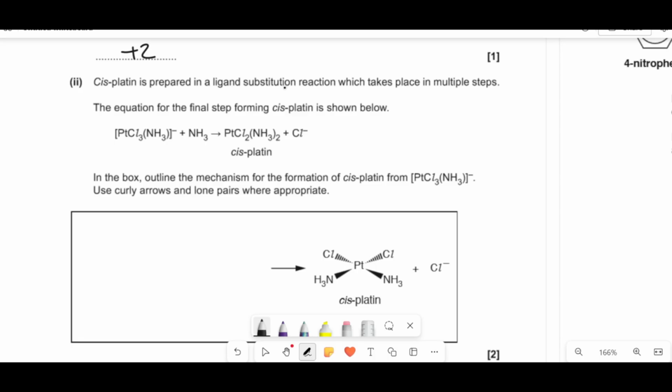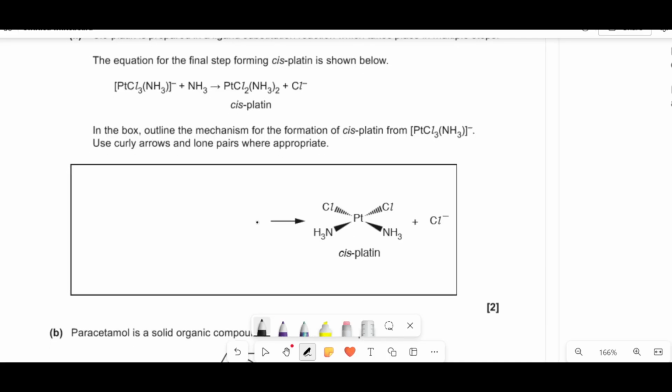There you go. Now it says cisplatin is prepared in a ligand substitution reaction which takes place in multiple steps. The equation for the final step forming this is shown below. So you've got PtCl3NH3 minus, and then we add an NH3, and what happens is you end up getting PtCl2(NH3)2, and then you also get a Cl minus there. So in the box below, outline the mechanism for the formation of cisplatin from PtCl3NH3 minus and use curly arrows and lone pairs where appropriate.